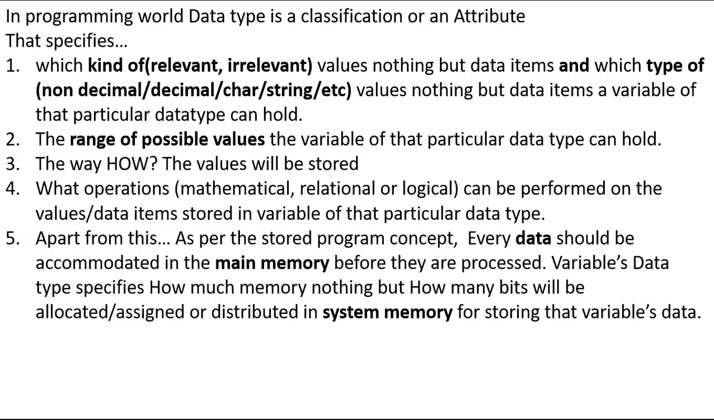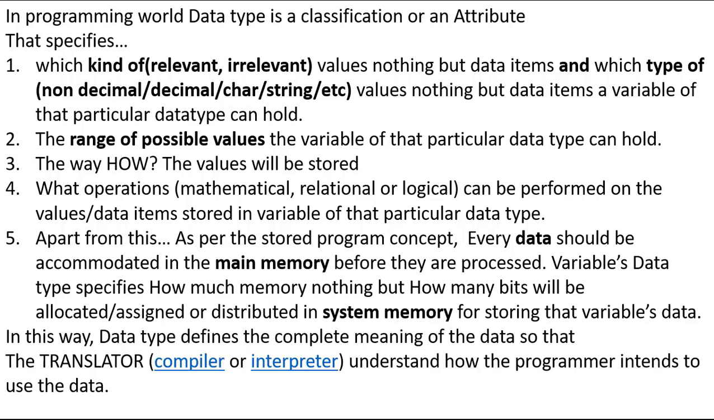Apart from this, as per the stored program concept, every data should be accommodated in the main memory before it is processed. A variable's data type specifies how much memory, nothing but how many bits, will be allotted in system memory for storing that variable's data. In this way, data type defines the complete meaning of data so that the translator understands how the programmer intends to use the data.